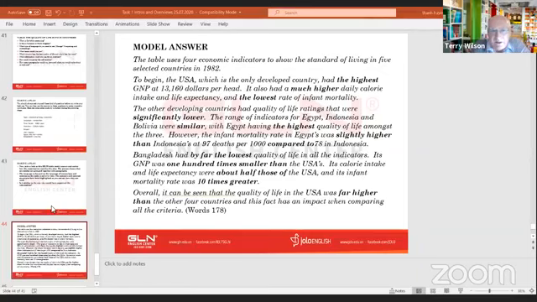The other developing countries had quality of life ratings that were significantly lower. The range of indicators for Egypt, Indonesia, and Bolivia was similar, with Egypt having the highest quality of life amongst the 3. However, the infant mortality rate in Egypt was slightly higher than Indonesia's at 97 deaths per thousand compared to 78 in Indonesia.